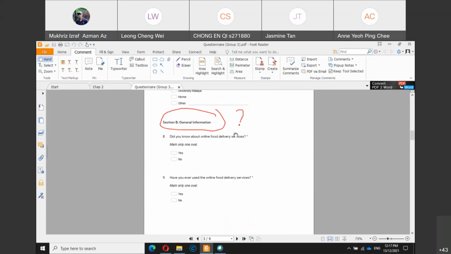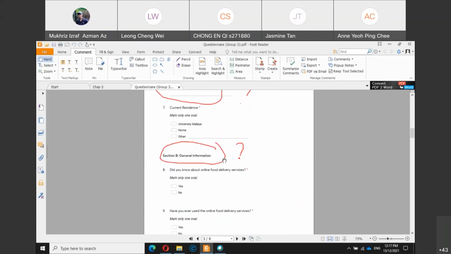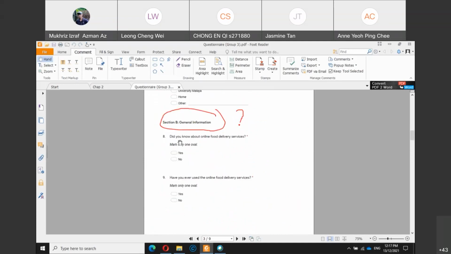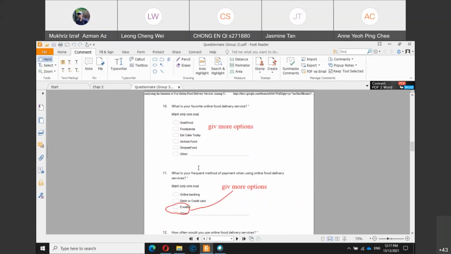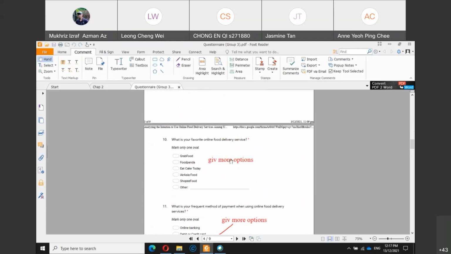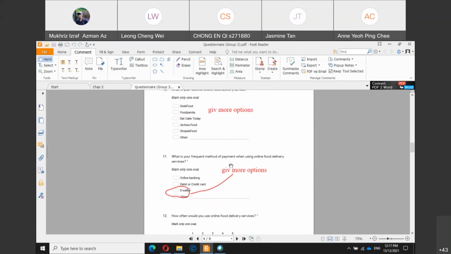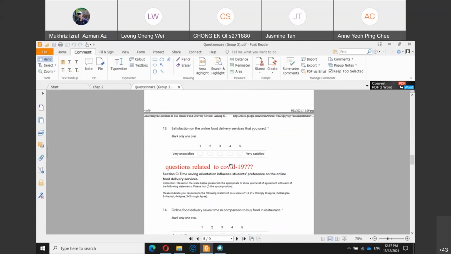That's why I'm very confused why you have this general question, because usually you don't put a separate section. Usually you combine it with the demography and general questions. And suddenly you have these two Likert questions combined under the same section.